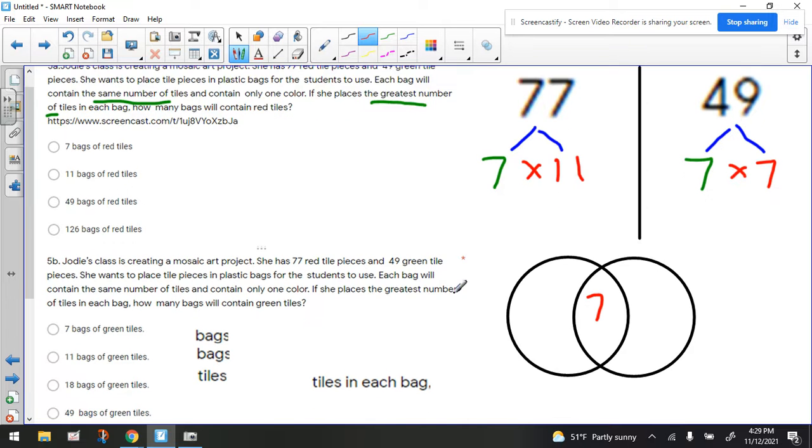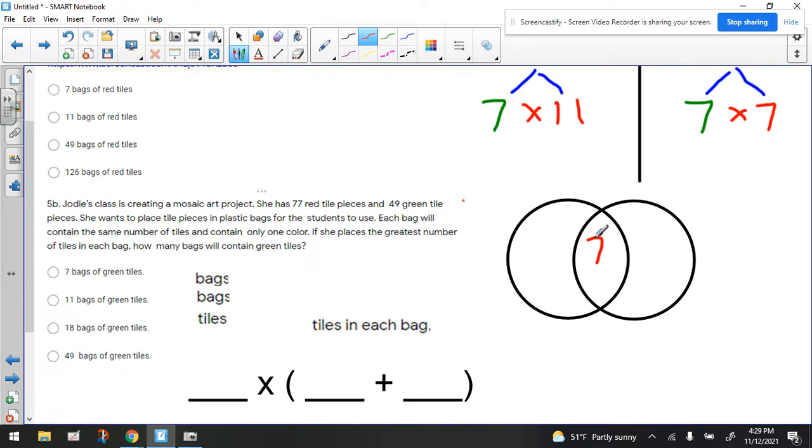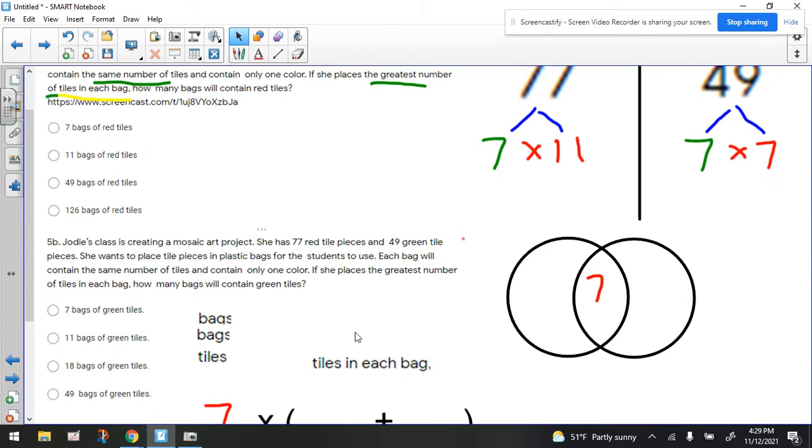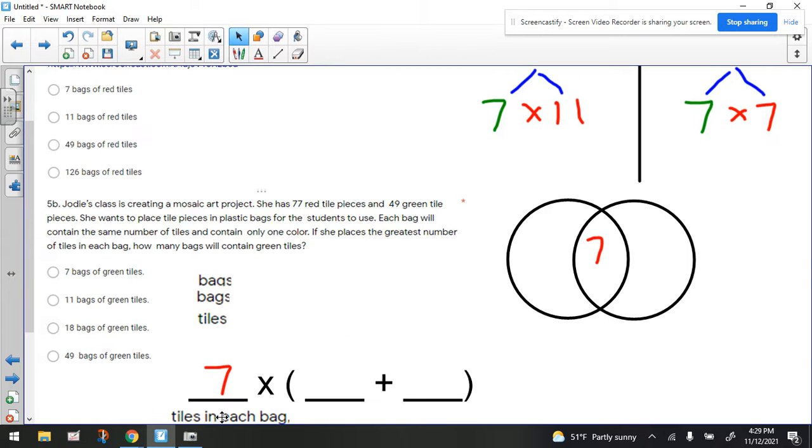Now, when we use that with distributive property, we always put the GCF first, but 7 what? Because there's a lot of labels here. There's the label of bags, there's the label of tiles. So what is it? Well, I always recommend looking back to the words greatest number of and seeing what follows it. What follows it is tiles in each bag, or tiles per bag. So 7 tiles per bag is how we should think of that.